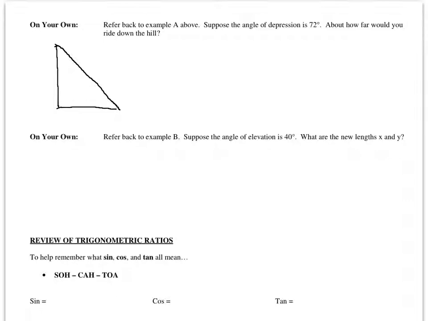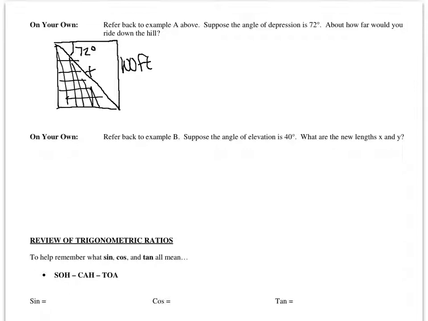Okay, so here's my ride. And in this picture, we talked about the height to the ground being 100 feet. And now it says my angle of depression is going to be 72 degrees. So this angle is now going to be 72 degrees. How far would you ride down the hill? Well, that's my x right there.